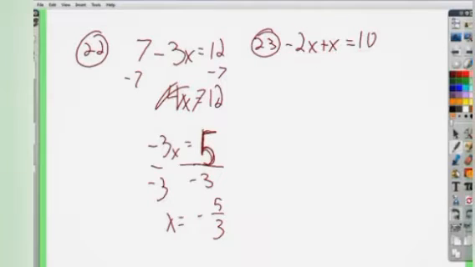Let's just go back to where we had -2x plus x. Kind of do what this guy wanted to do, but couldn't because he didn't have like terms. We got like terms here. You got -2x plus x is -x equals 10. How do we get rid of that negative? Add what? Add x? Add 1 to each side.